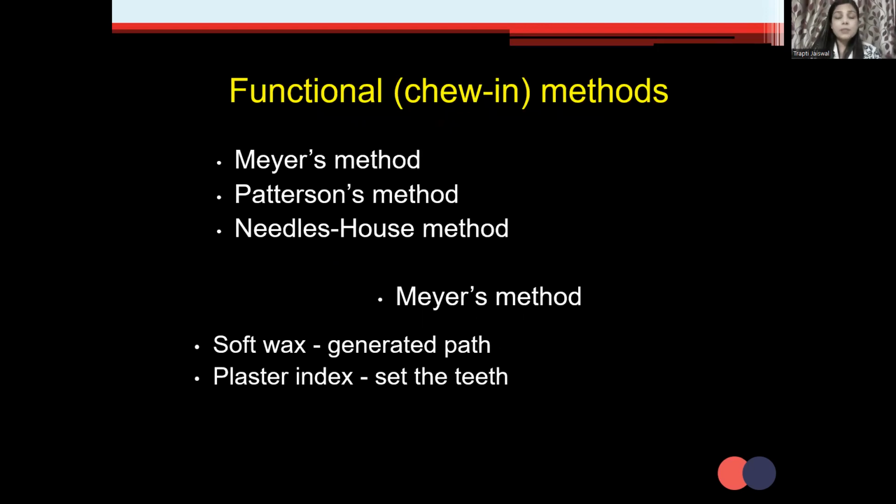Next method is the Meyer's functional method. Meyer's method is also a kind of method like the pressure method which we have discussed. In this, we are using softened wax, but with the softened wax, we are not just guiding the mandible to the centric relation position. We are asking the patient to perform mandibular movements, and that will create a generated path.